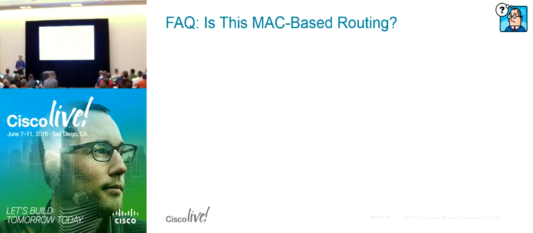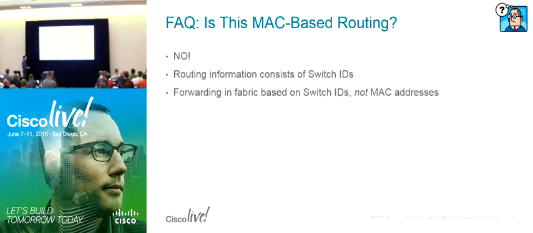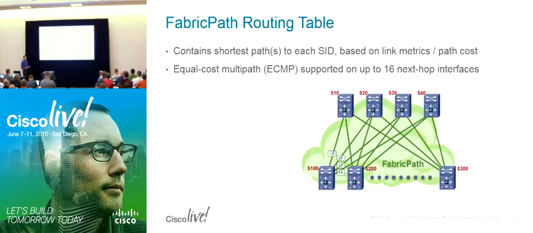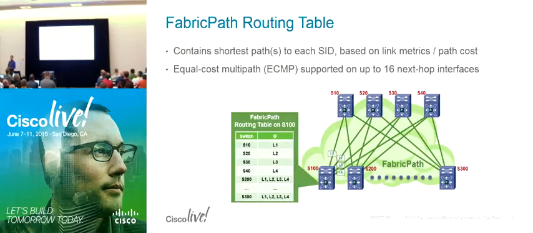So, in FabricPath, is this MAC-based routing? And the answer is no, it's not. The routing in FabricPath happens based on the switch ID. So any switch maintains the routing table, and it says, all right, if I want to go to this particular MAC, I need to go to that particular switch ID. So inside the FabricPath fabric itself, on spine nodes, we switch based on the switch ID. We do not look into the MAC address. So the routing table contains the shortest path from any given node to any other node. And if there are multiple paths throughout the network, we can leverage them.